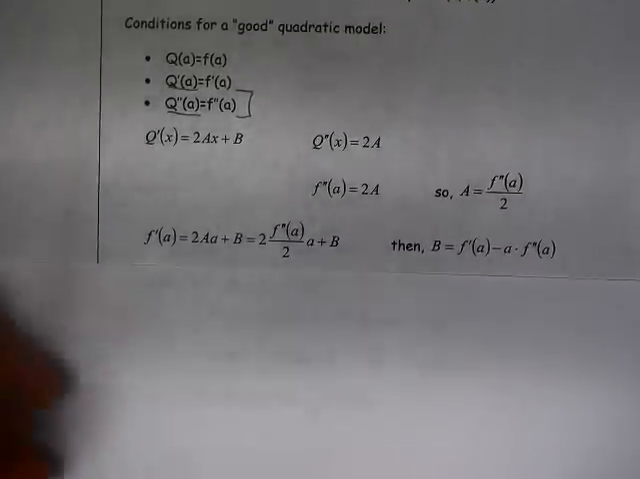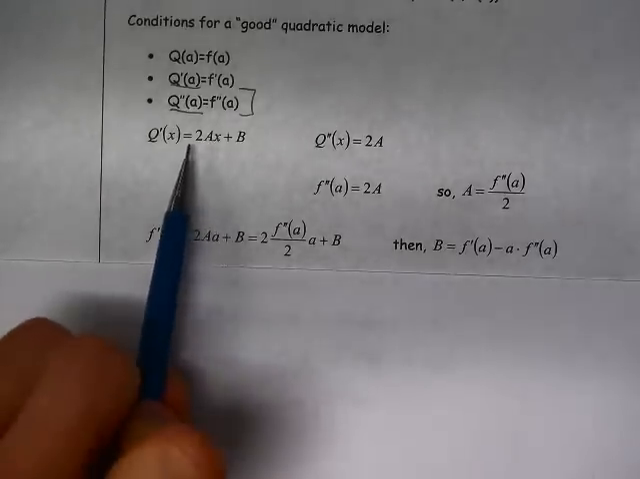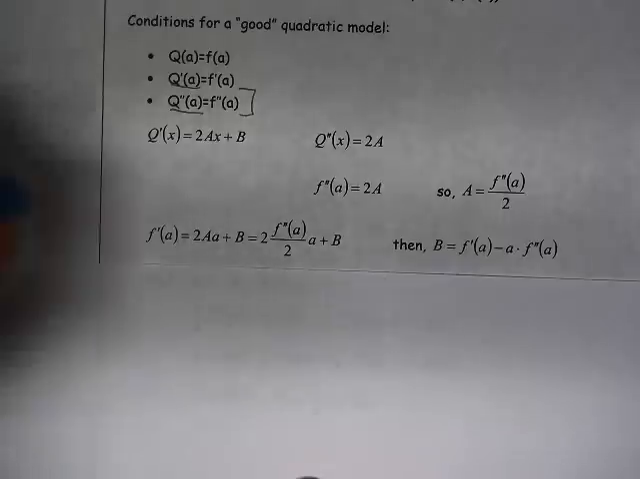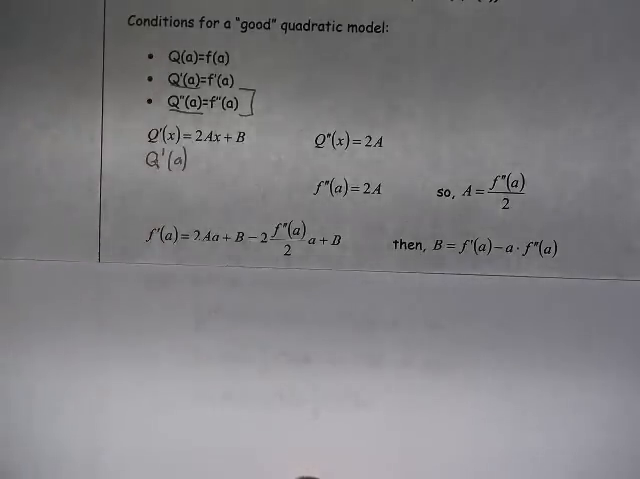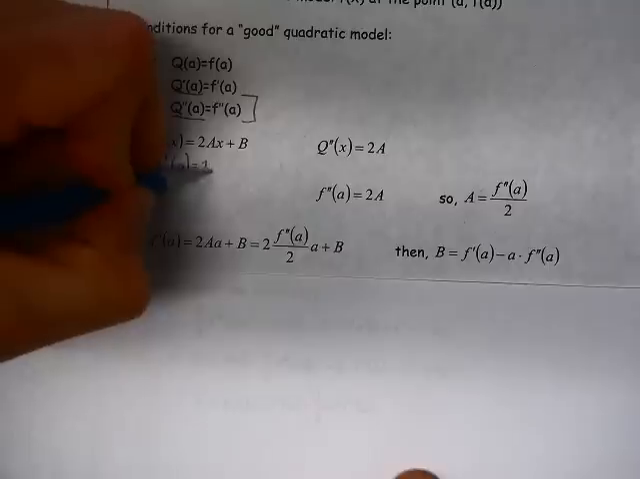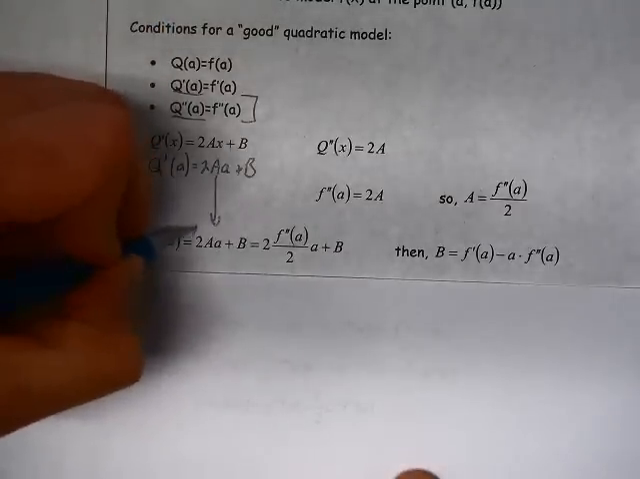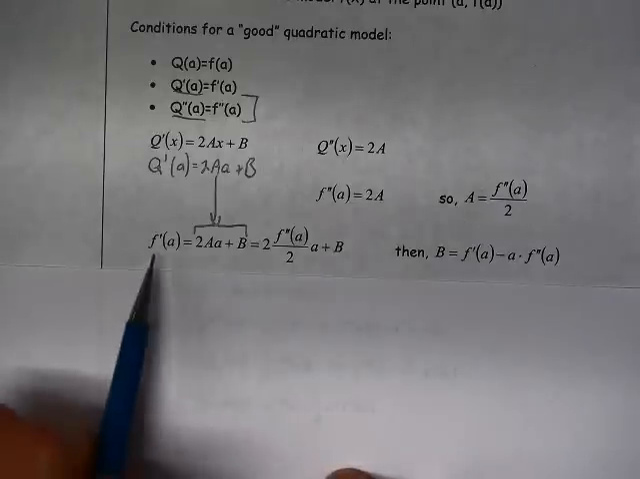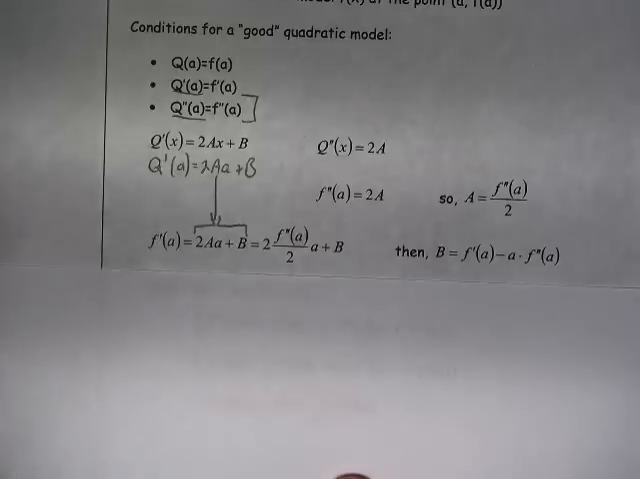If we look at the first derivative condition, we found here that q prime of x was equal to 2 times a times x plus b. That means that the first derivative of q evaluated at a equals 2 times a plus b. That is where this came from right here. And we know that the original function's first derivative at a has to equal our model's first derivative at a.